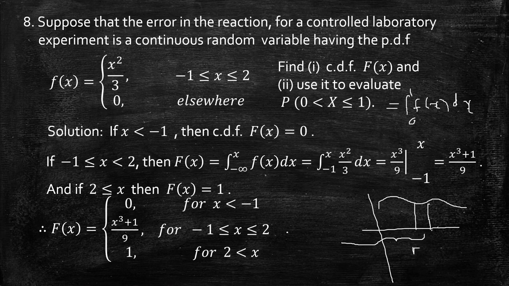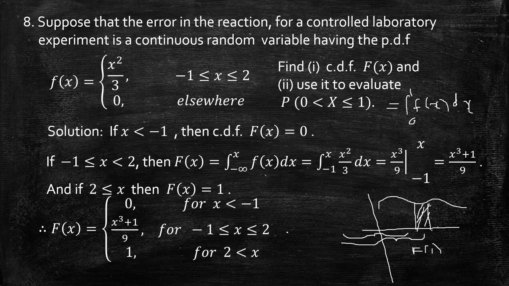Total area up to 1 minus total area up to 0 means F of 0. That gives the cumulative area, so that gives the required area we are about to find. So F of 1 minus F of 0 gives the area between 0 to 1. So by the cumulative distribution function also we can find the probability for a given interval, that is F of b minus F of a. Standard formula we can use.